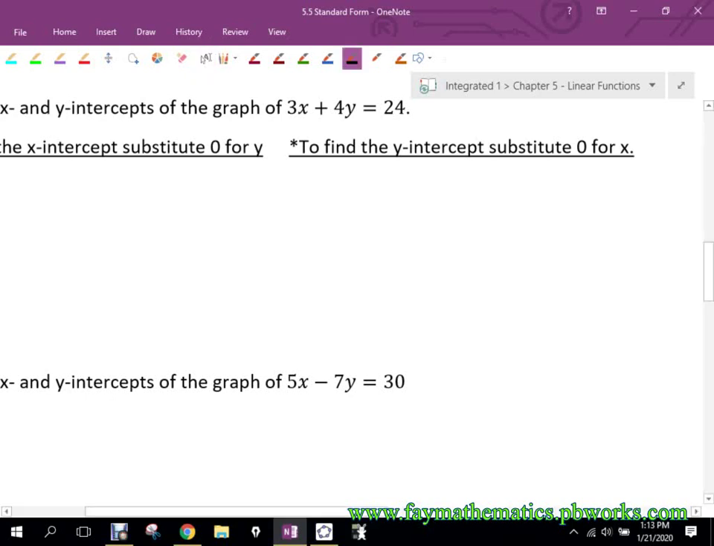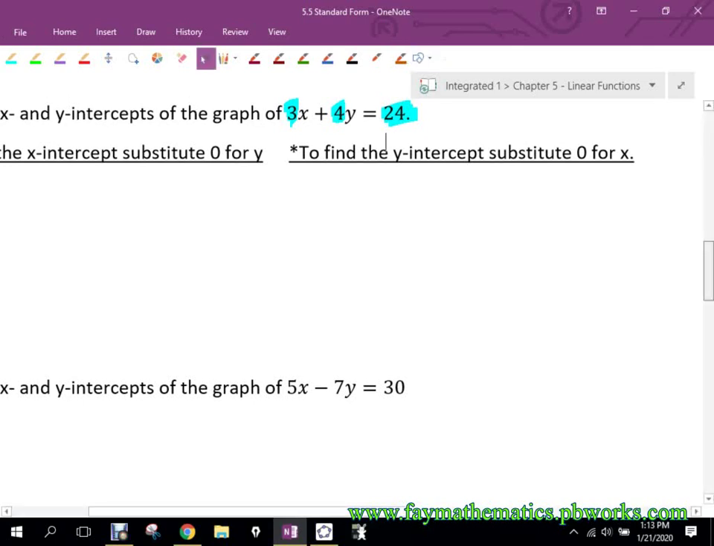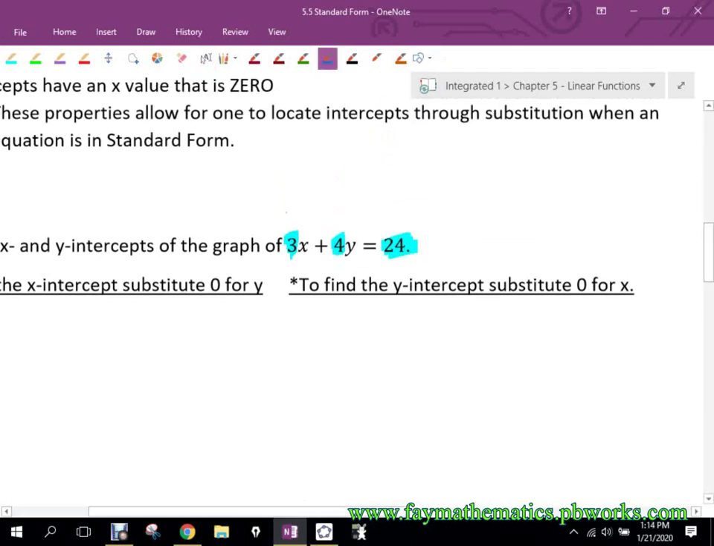Okay. So if I want to find my intercepts, first thing I realize is that this is standard form. A and B are both non-zero numbers. X and Y are on the same side as one another, and this is the C term, or the constant, in that format. Does that make sense? Okay, so that is of the form Ax plus By equals some constant. Is that okay with everybody?